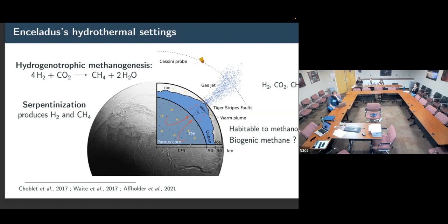And on Earth, those hydrothermal vents exist and they are home to rather complex ecosystems that contain in a large fraction what we call hydrogenotrophic methanogens. So those combine the hydrogen and carbon dioxide into methane, and that reaction is their energy source that we call the catabolic reaction.